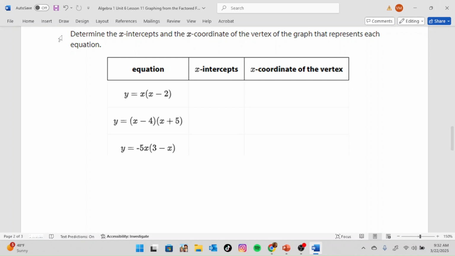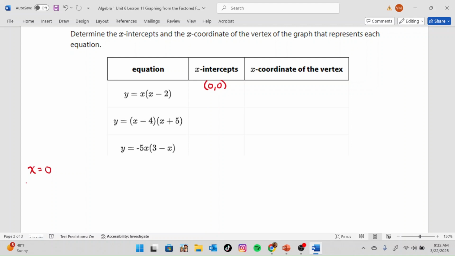Our next practice problem says determine the x-intercepts and the x-coordinate of the vertex of the graph that represents each equation. So, to find my x-intercept, I need to set each factor equal to 0 and solve for x. So, in the first one, that means we need to set x equal to 0. So I have an x-intercept at 0, 0.